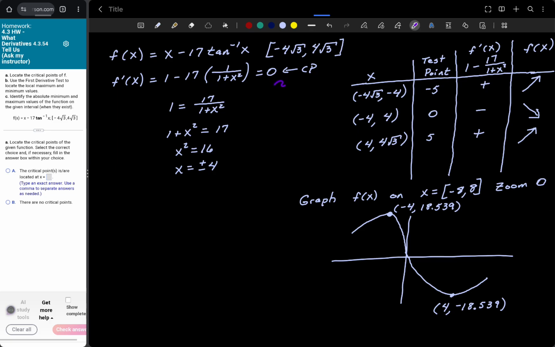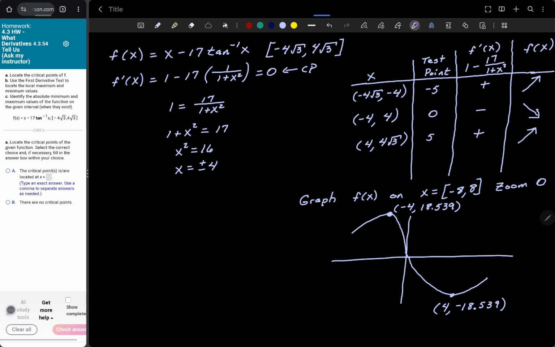I set that equal to 0 with the intent of finding the critical points. Remember, those critical points are the points at which your original function flattens off. It could attain a maximum or a minimum at those points. So we can say, well, in order to find those points in this equation, we go ahead, set this equal to 0. When I set it equal to 0, I went ahead and just added the 17 over 1 plus x squared to the right-hand side, solved that equal to 1.